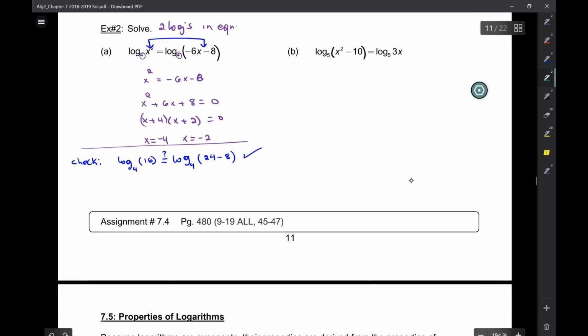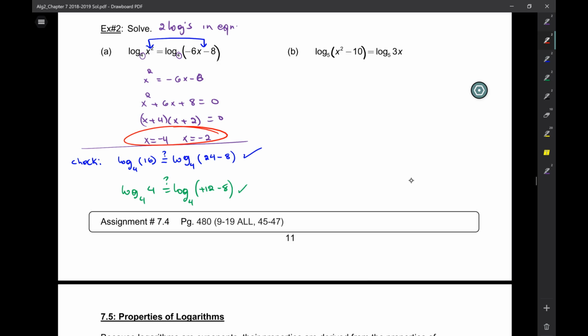So now, what about the other one? Log base 4 of 4. Is this equal to log base 4 of negative 16? No, positive 16. No, positive 12, sorry. Minus 8. Does that work? Yes. So both of them are answers. Okay? Questions?